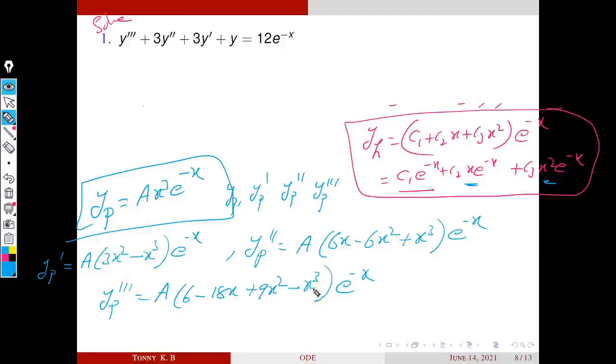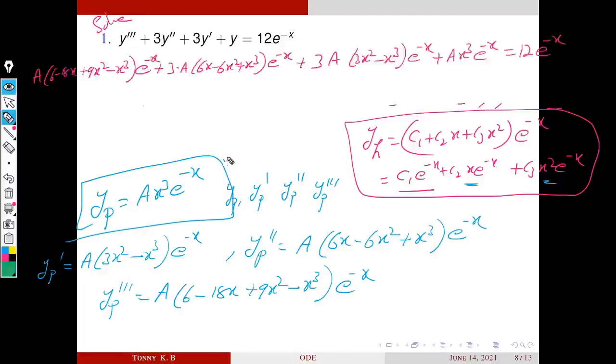Okay. Next, we are going to substitute everything in this equation. It means yp triple dash plus 3 times this one plus 3 times this one plus y is equal to 12 e raised to minus x. So this is the expression.